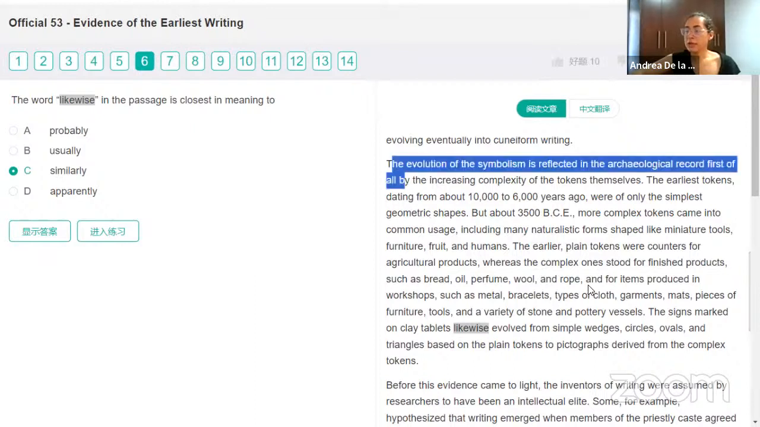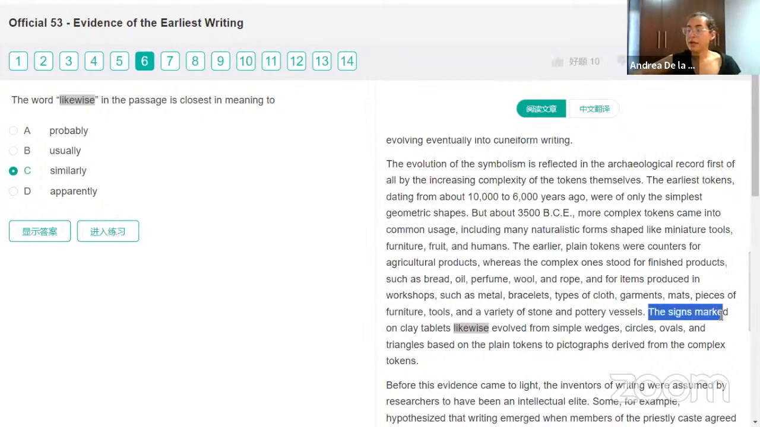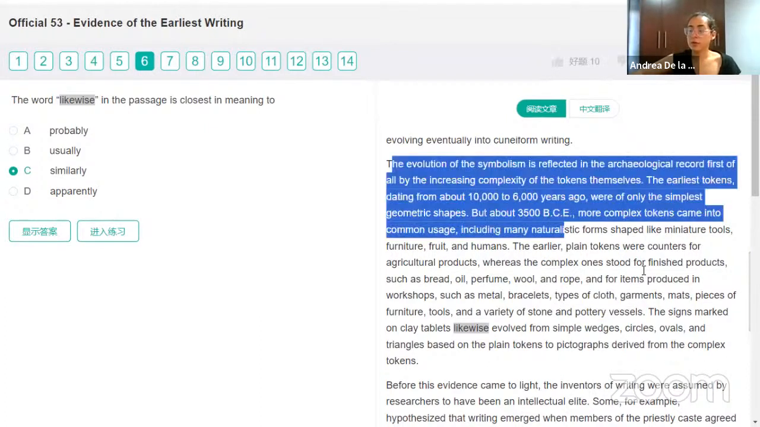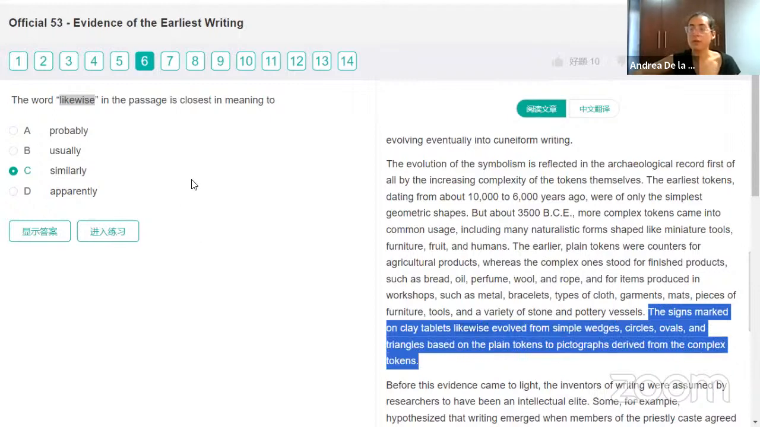Aquí nos están hablando de las fichas. ¿Cómo eran las fichas? ¿Qué representaban? Y luego nos hablan de los símbolos que estaban en los sobres. Y dice, los signos, de igual manera, likewise, evolved from simple wedges, circles, ovals, and triangles, based on the plain tokens to pictographs derived from the complex tokens. Entonces, no solamente evolucionaron las fichas, sino que de igual manera, de manera similar, también evolucionaron los símbolos en los sobres.